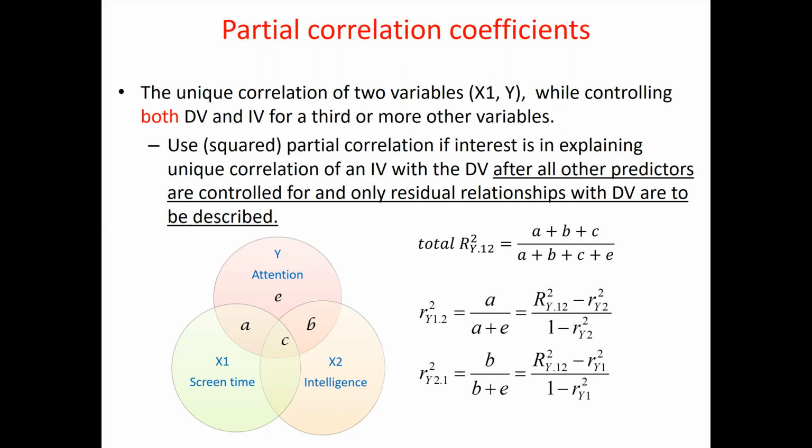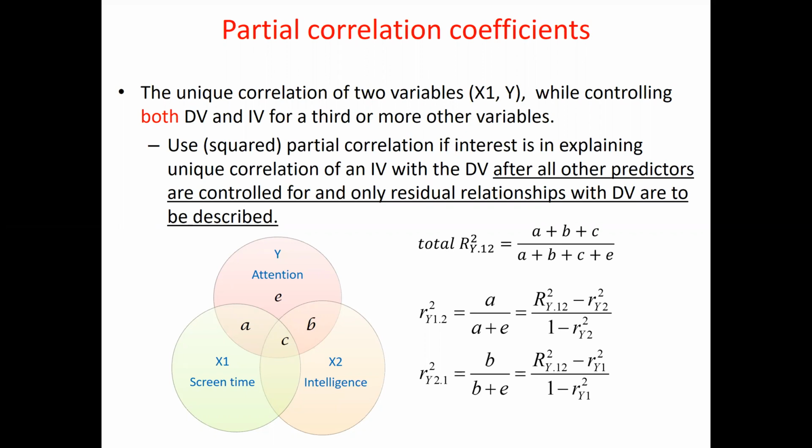So you're only looking at the unique explanatory power of screen time on attention, given all the variance explained by intelligence, the unique residual variance in Y. And the same for R squared Y2.1, the squared partial correlation coefficient for intelligence given screen time, is a parallel equation. And remember, you could have this for as many predictors or independent variables as were in the model, in which case it would, for instance, be for the squared partial correlation of screen time with attention, R squared Y1 dot 2 through k.